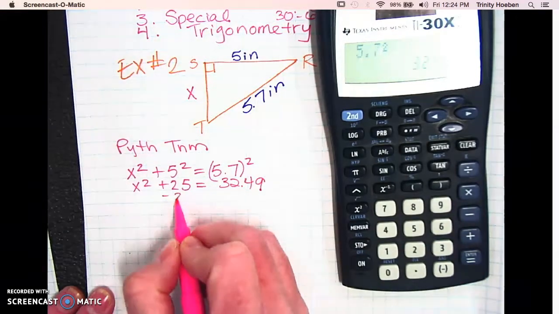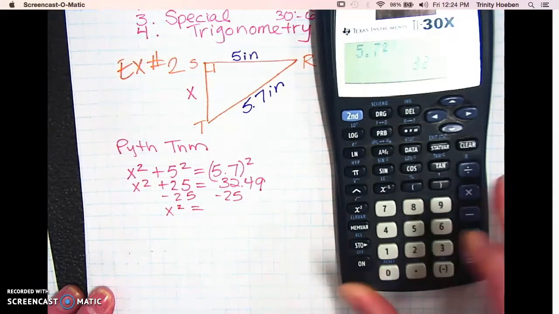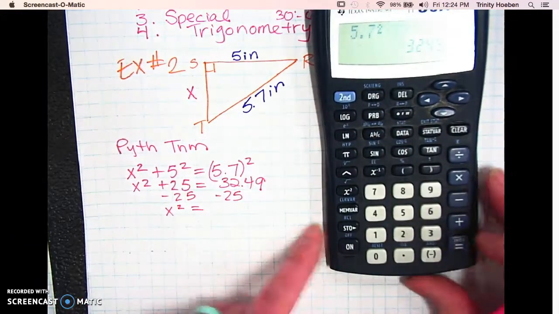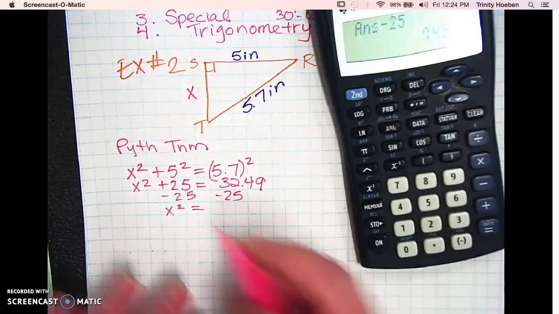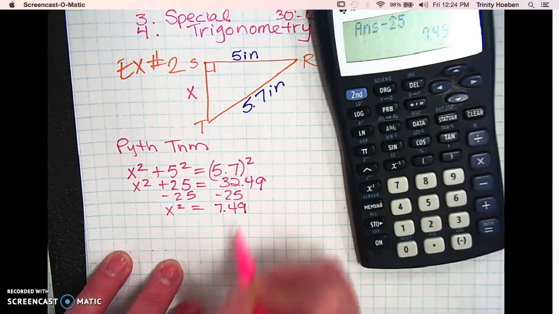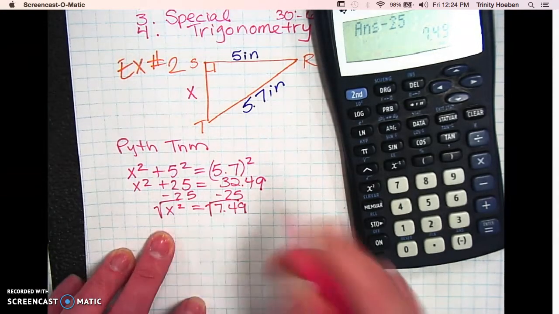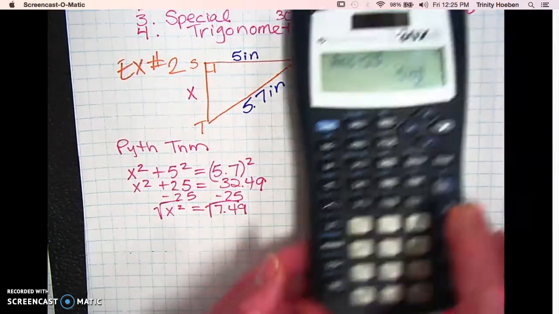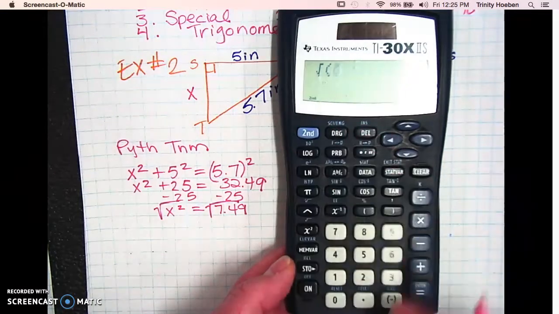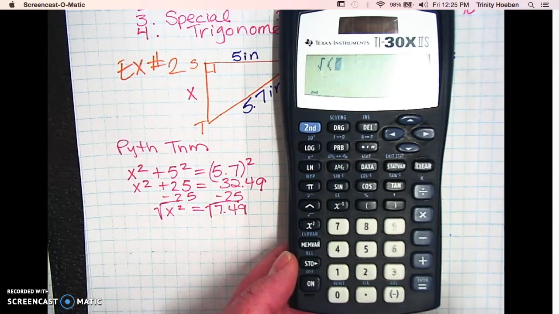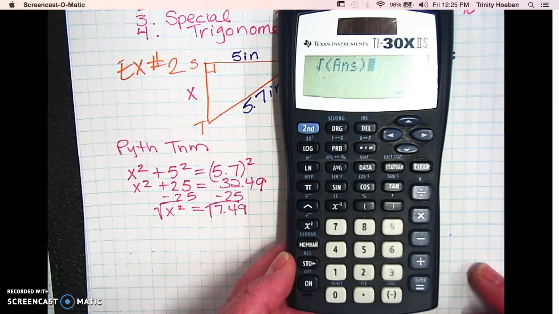Now we just want to subtract 25 from both sides. That leaves us with x squared. You just want to take that answer, because it's already in there, subtract the 25. It's going to give you 7.49. And then to get x by itself, we're going to take the square root of both sides. And your calculator will do that for you too. So you hit second square root button. Then if you hit second, and then if you see this little ANS down here in blue, it's going to take that previous answer and plug it in, so you don't even need to retype it.